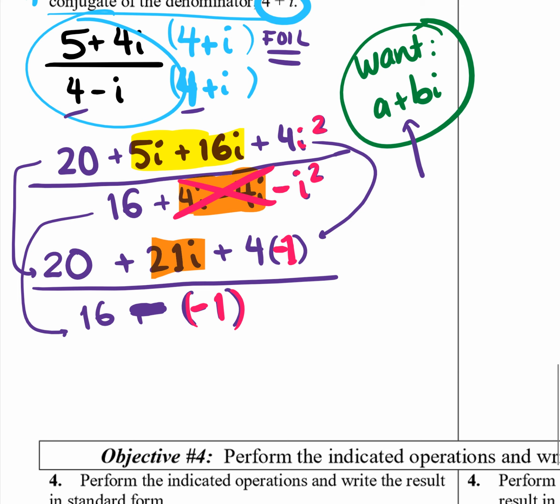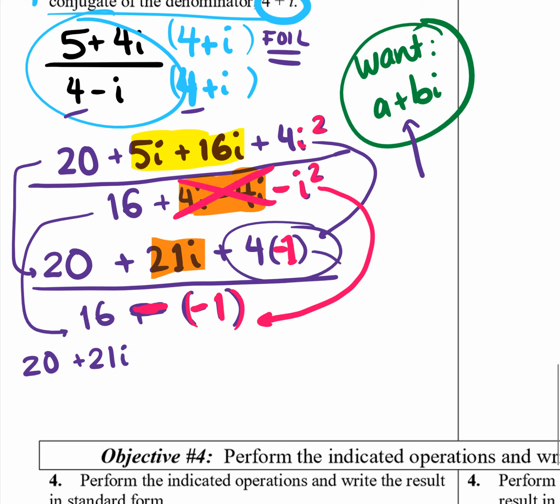So the last thing to do in the denominator is to replace the i squared with negative 1. So it's now subtracting negative 1. And I think if we simplify this all the way down, it'll look pretty good. I'm kind of running out of room here. I have 20 plus 21i. And then this term, the 4 times negative 1 makes negative 4. And then in the denominator, we just have a 16 minus negative 1, which, as you've seen before, makes 16 plus 1, which is 17.